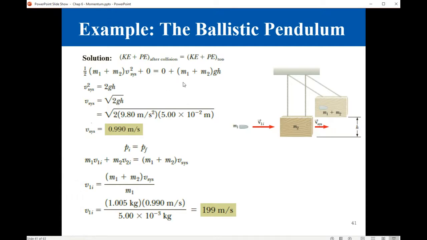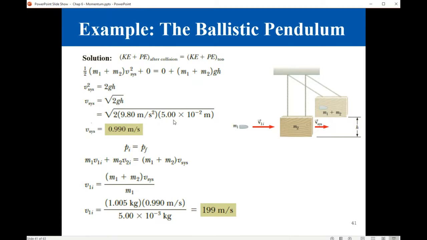So from the conservation of energy, the potential energy (m1 plus m2) gh equals the kinetic energy for the block and the bullet, half (m1 plus m2) v squared. So we divide both sides by the masses, m1 plus m2. We end up with this simple equation: v squared is equal to 2gh. v is the square root of 2 multiplied by g multiplied by h.